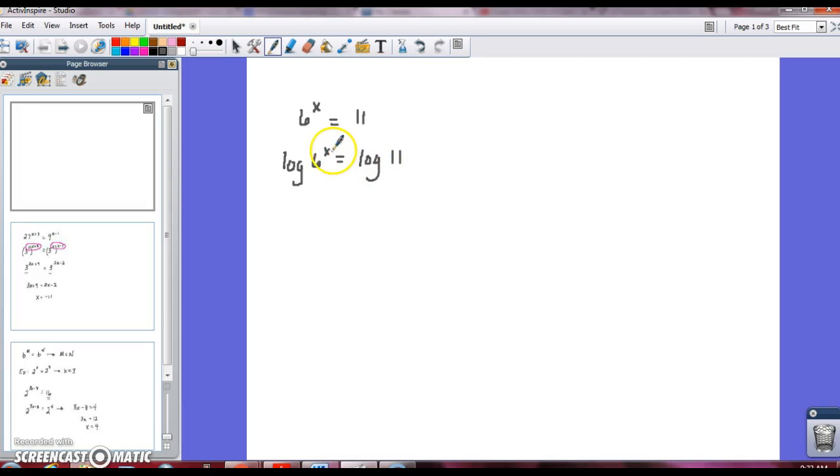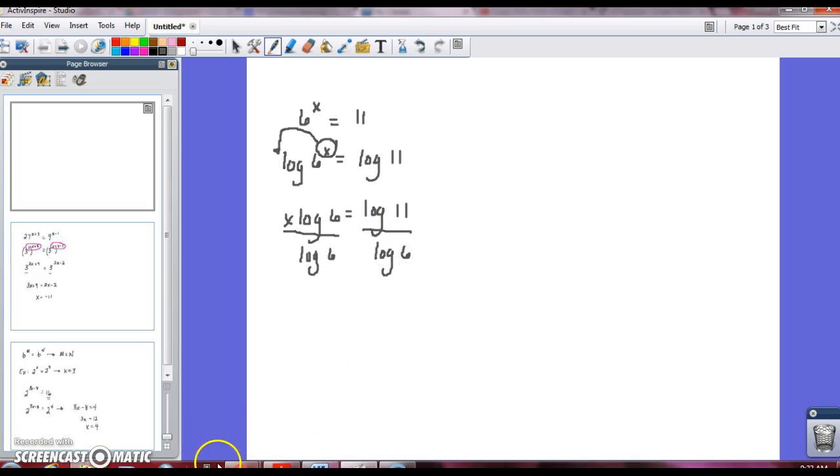And now if I use my property, if I use my power rule, I can bring that out in front. So that gives me x log of 6 is equal to the log of 11. And then I can divide both sides by log of 6. Divide by the log of 6.